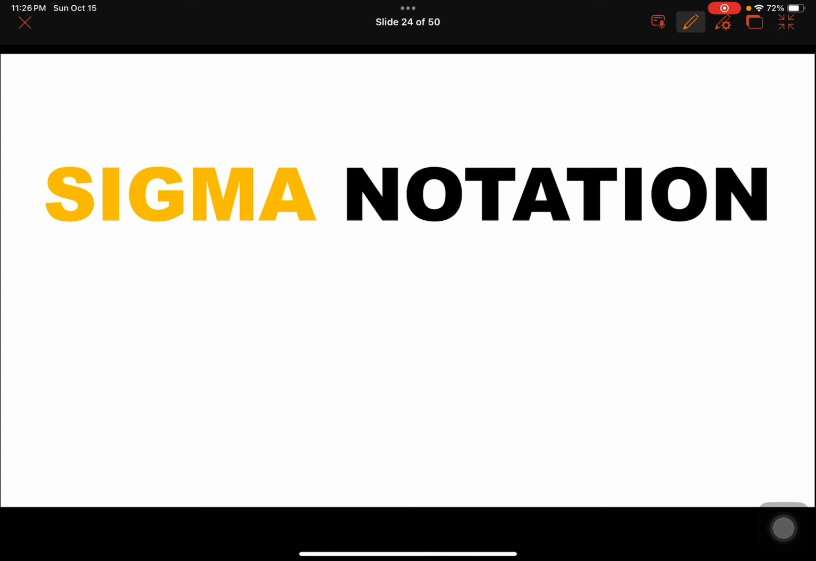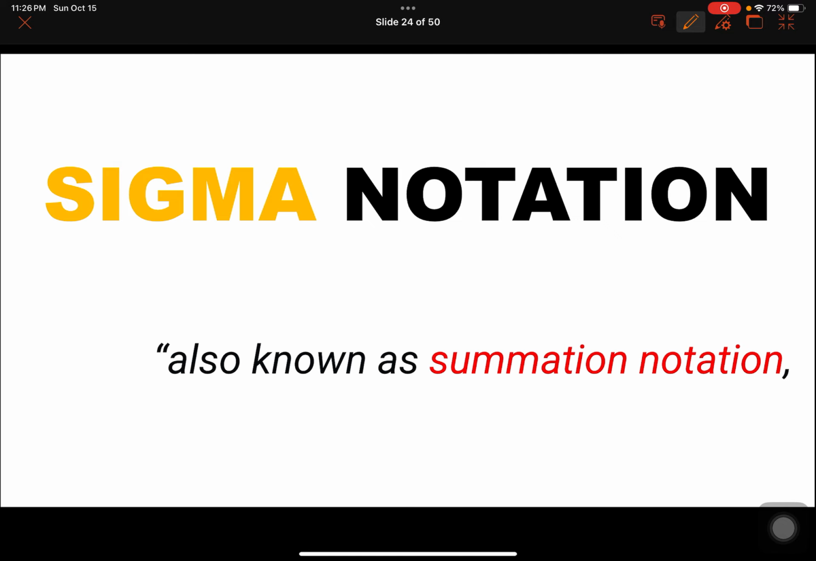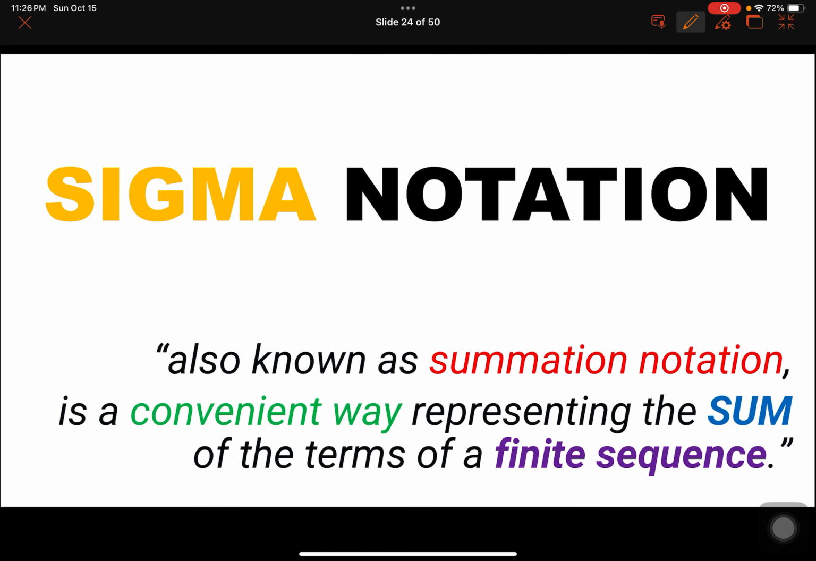So what is sigma notation? Sigma notation is also called summation notation. It is a convenient way to represent the sum of the terms of a finite sequence. If you can recall the definition of sequence, di ba, it is a pattern. Pag sinabing finite sequence, we have specific patterns na i-add, using the sigma notation.